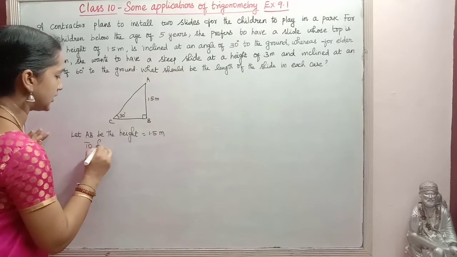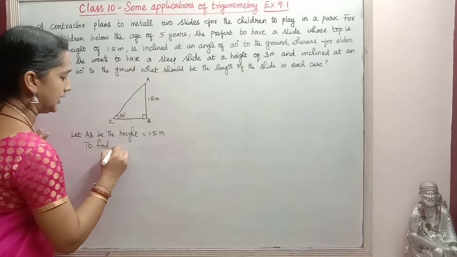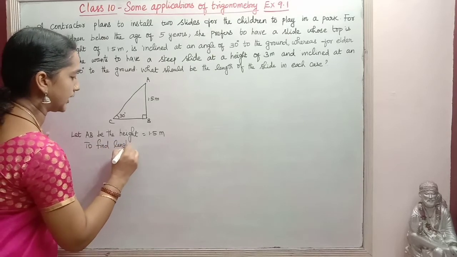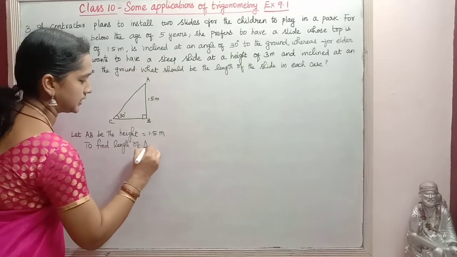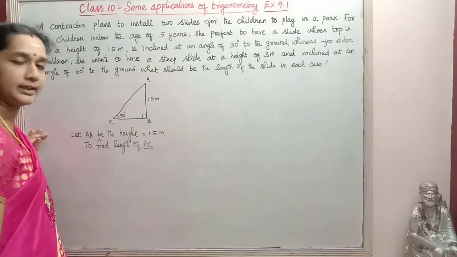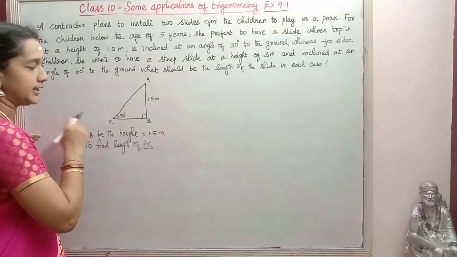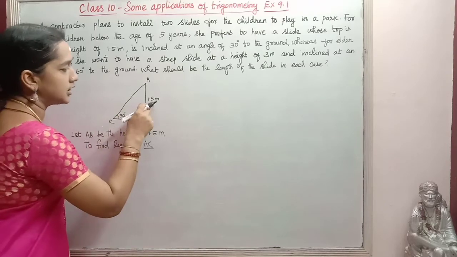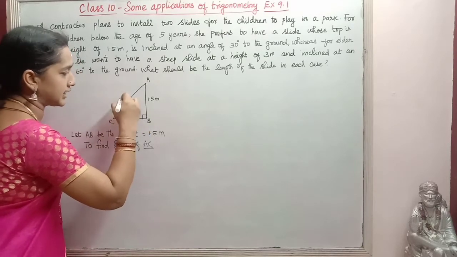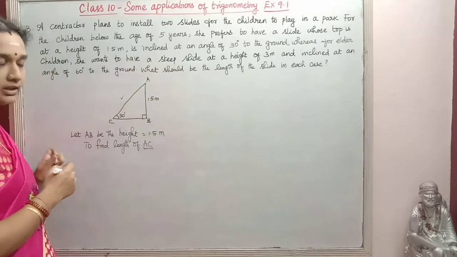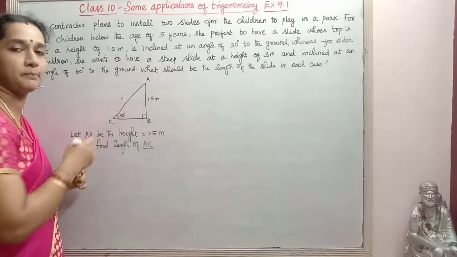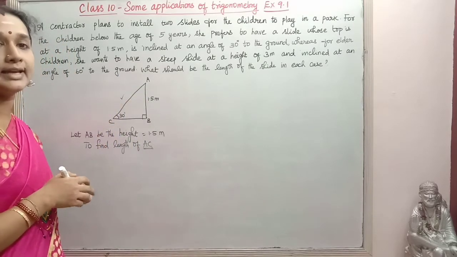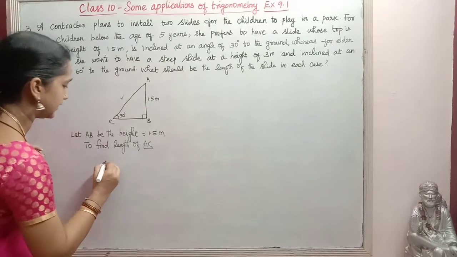To find the length of AC. AC only we are asked to find the length. So for finding this, the angle is here, that is 30 degree at angle C. This is the opposite side, and the side we need is the hypotenuse. So opposite by hypotenuse is sine of the angle, that is sine 30.